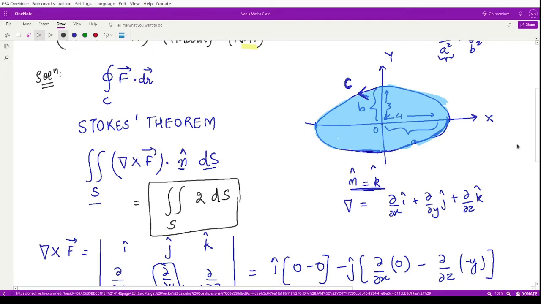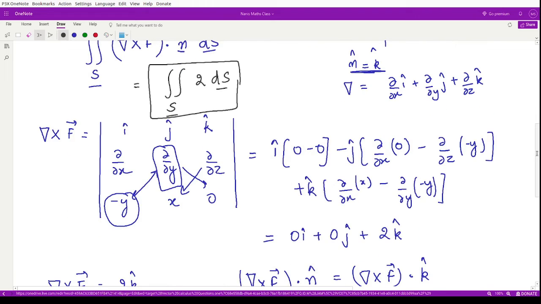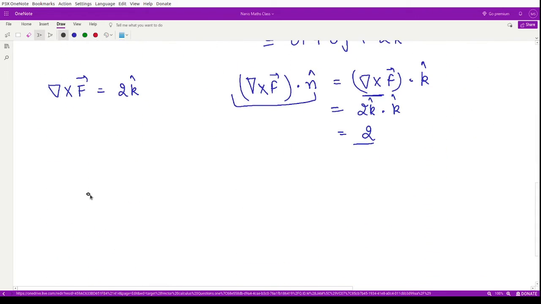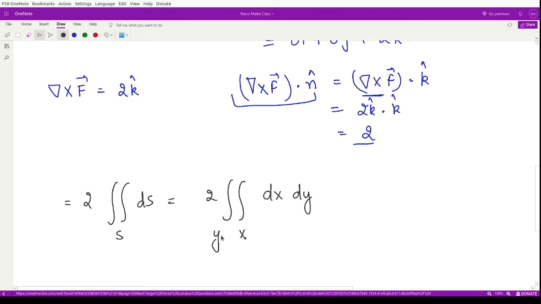Now let's compute this. In order to calculate this surface integral, we'll convert it into xy coordinates. So 2 could be taken outside, so it would be 2 times the integral of dS. Now I can write this as dx and dy. So I have to write the limits of x here and the limits of y here.